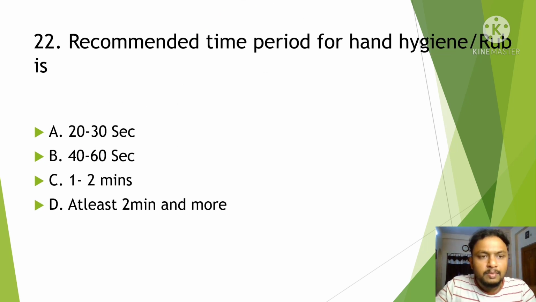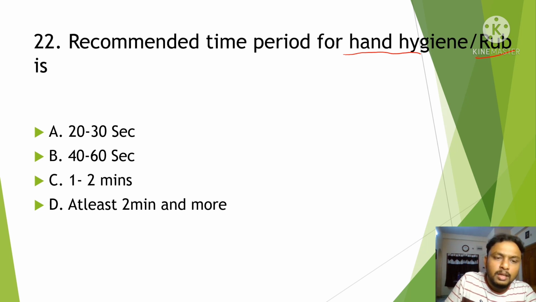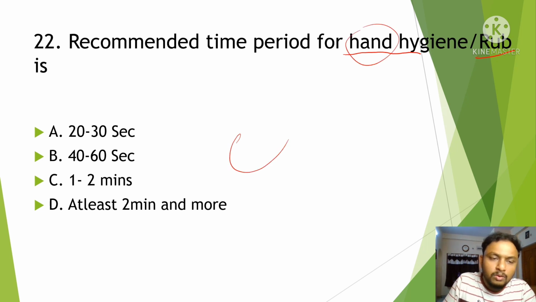Okay, and next, recommended time period for hand hygiene or a hand rub. Options are 20 to 30 seconds, 40 to 60 seconds, 1 to 2 minutes, at least 2 minutes and more. Very easy. Write your answer in the comment box. The answer is 20 to 30 seconds for hand hygiene or hand rub, and 40 to 60 seconds for hand washing. So 20 to 30 seconds is the answer.